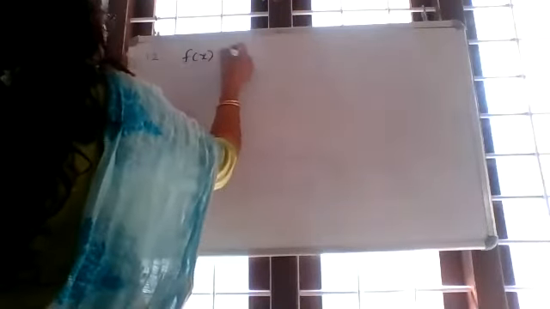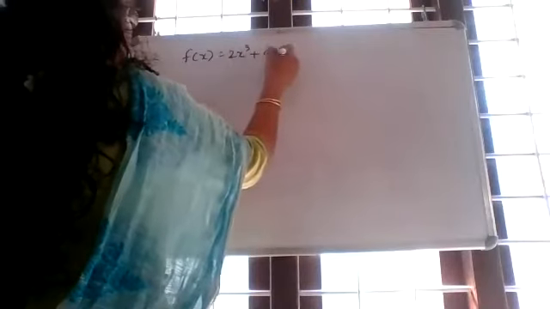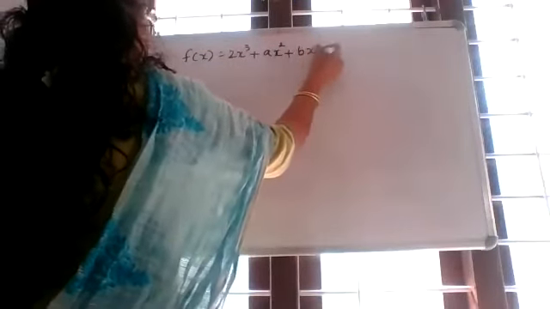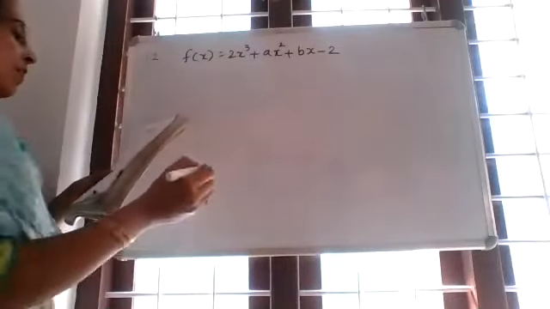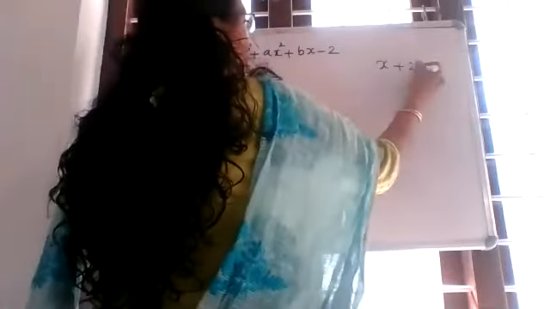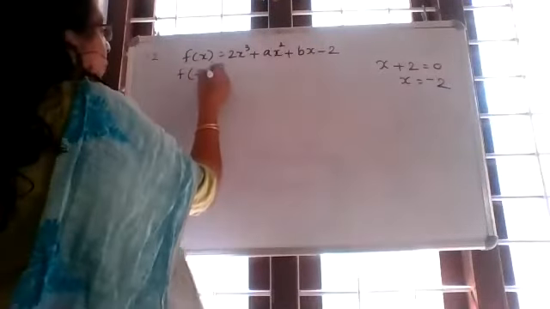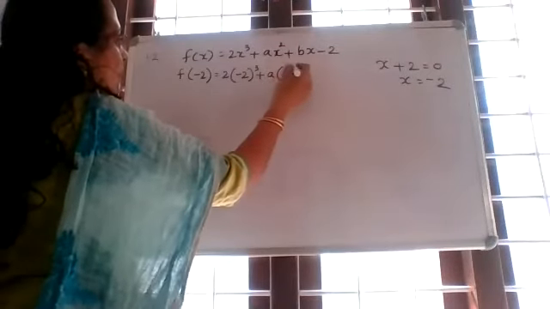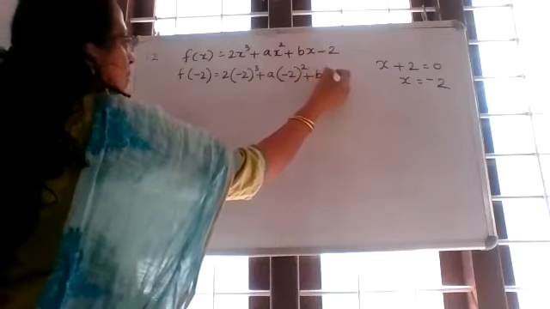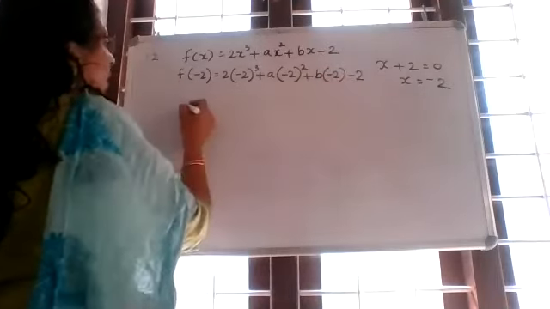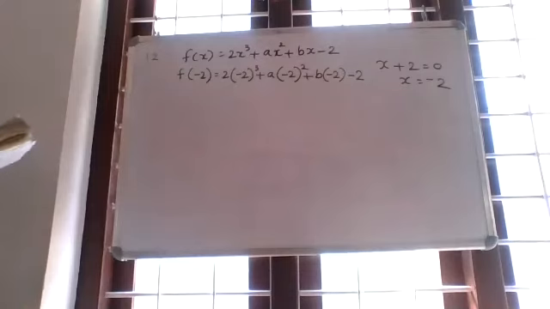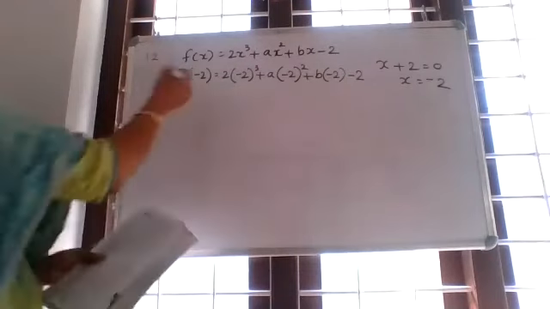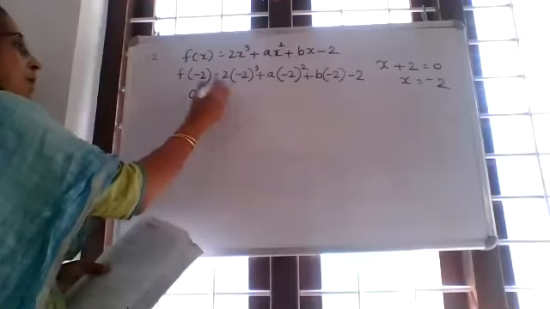Again write f of x is equal to 2x cube plus ax square plus bx minus 2 when divided by x plus 2. So x plus 2 is equal to 0, so x is equal to negative 2. So f of negative 2 is equal to 2 into negative 2 cube plus a into negative 2 square plus b into negative 2 minus 2. Divided by x plus 2 leaves a remainder 0. So f of negative 2 we can replace it as 0.